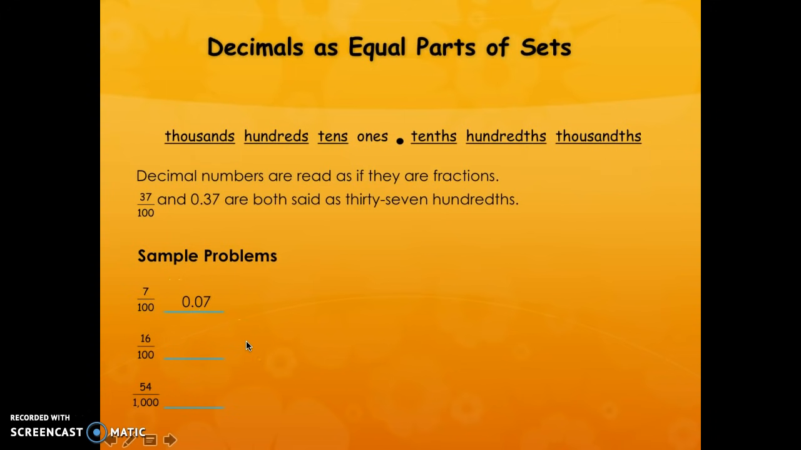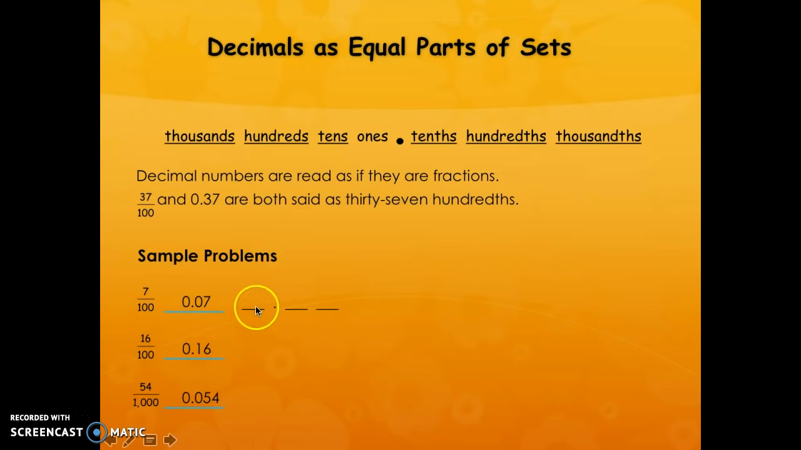Look at the next one. 16 hundredths. Notice that my digit has to land in the hundredths place. So that 16 has to land in the hundredths. 16 hundredths. So look at here. 54 thousandths. My 4 on the 54 has to land in the thousandths place. Tenths, hundredths, thousandths. 54 thousandths. So I have to fill in the tenths place with a 0 to hold that place value.